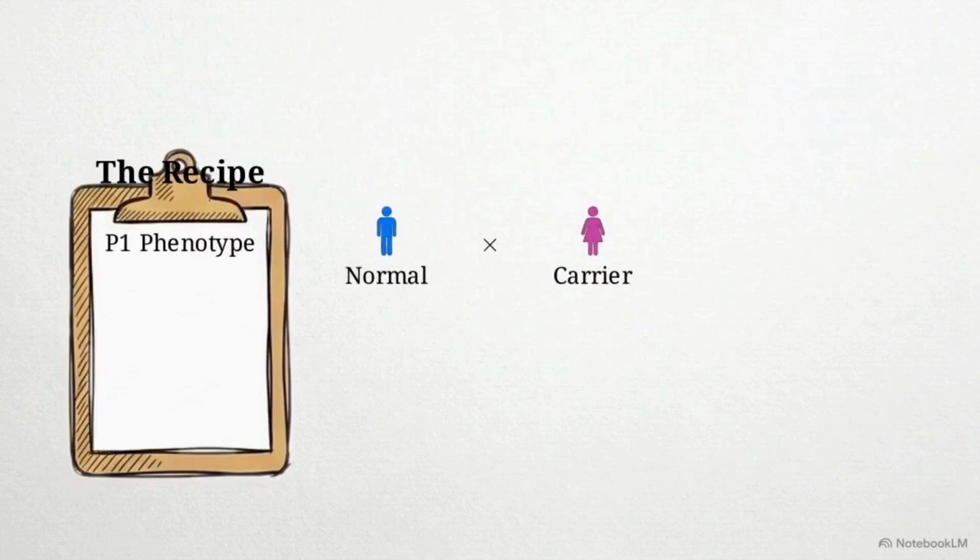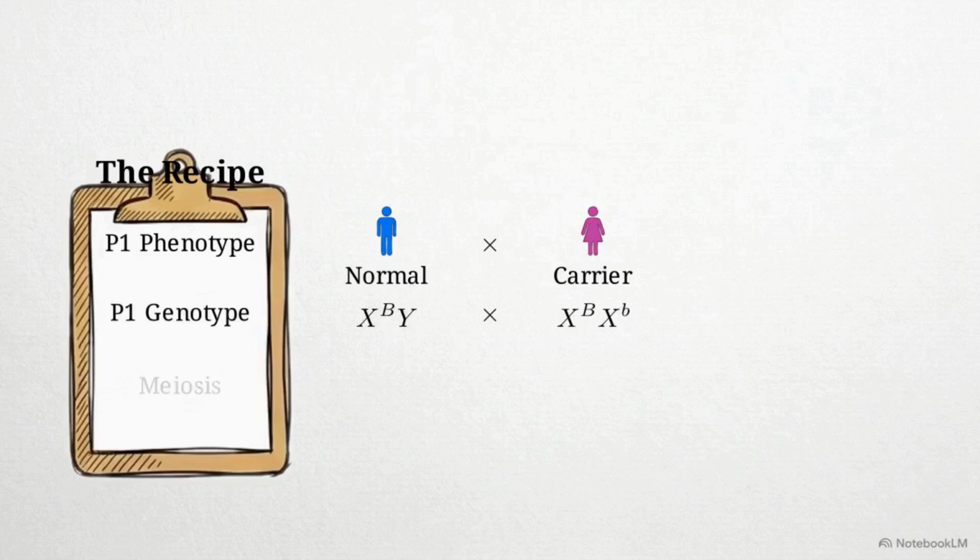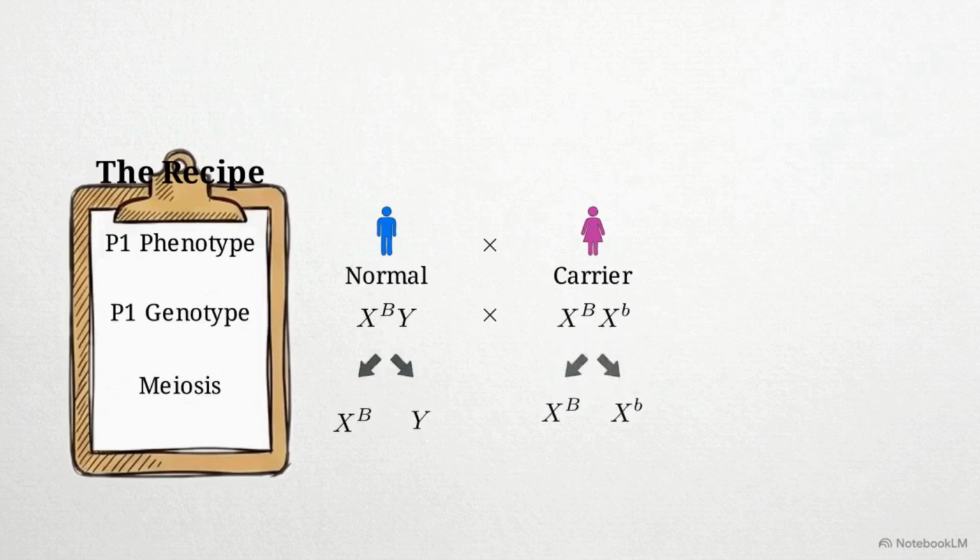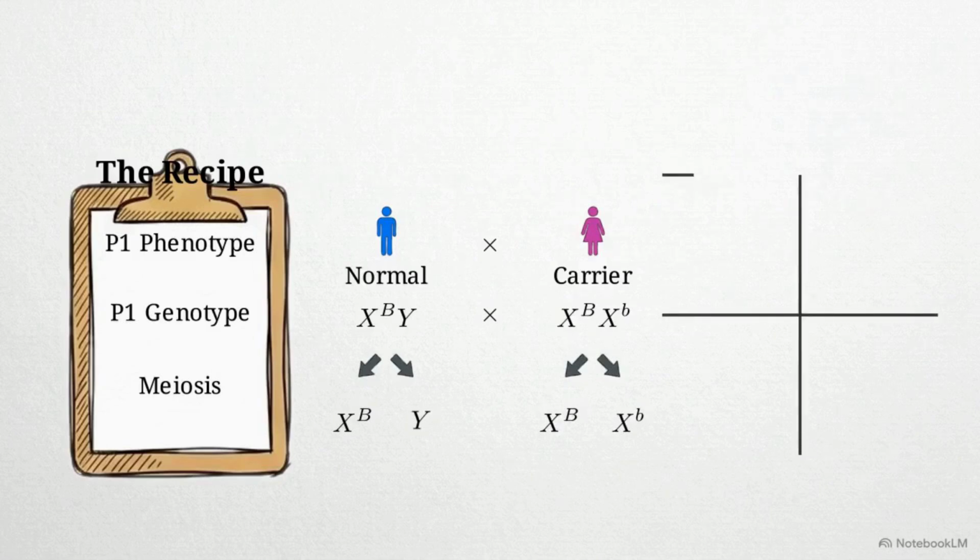To keep the information organized, we use a specific layout called the recipe. We list the P1 phenotype, which is their physical description, followed by the P1 genotype, their exact alleles, and then a step for meiosis. During meiosis, we split those parental alleles apart. Each sex cell only gets one chromosome, so we physically separate the letters on the page to reflect that biology. Next comes fertilization. We draw a 2x2 grid.